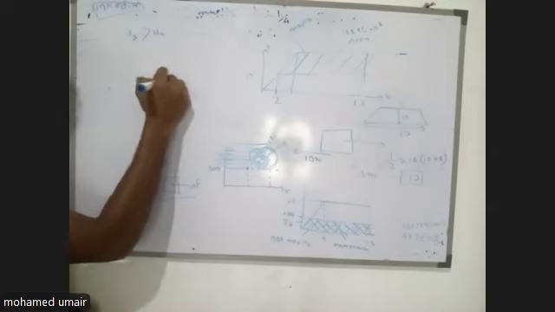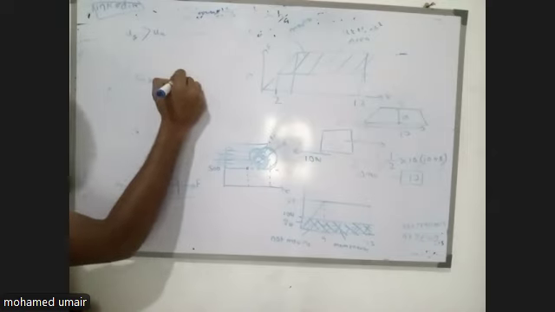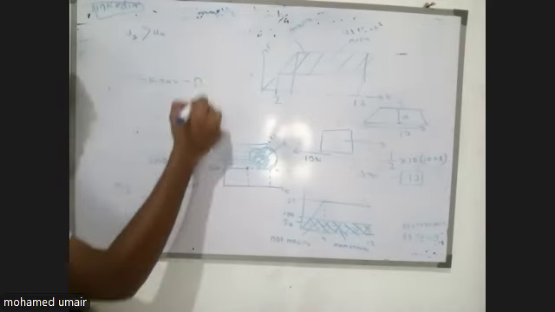You know the momentum equation is mass into velocity. Final momentum is mass, 5 kilogram, into the velocity, unknown v. Initially the object is at rest, so it is 0.